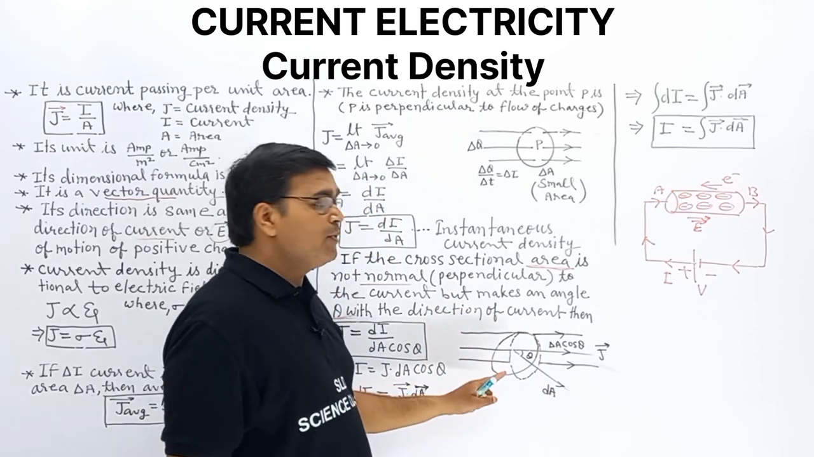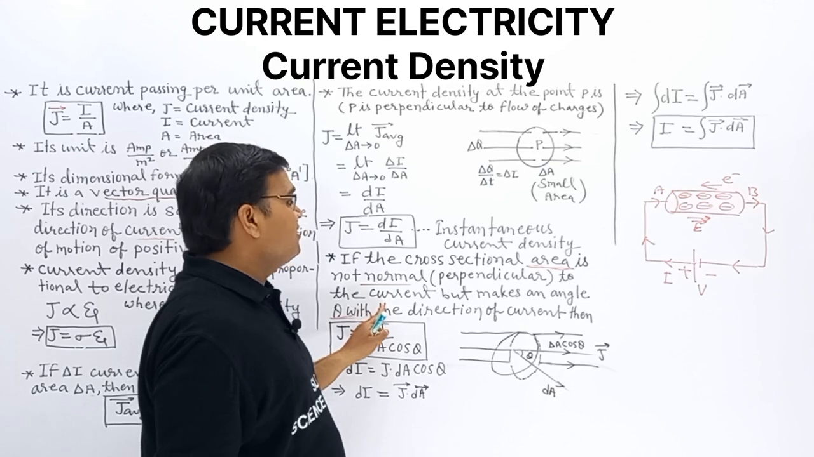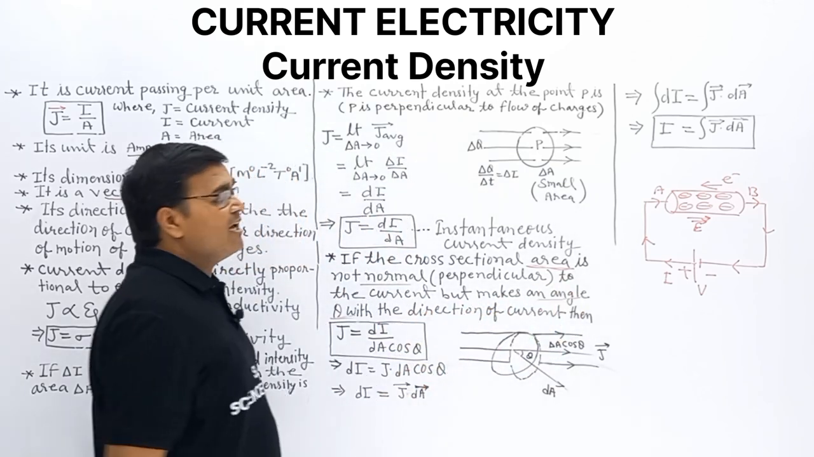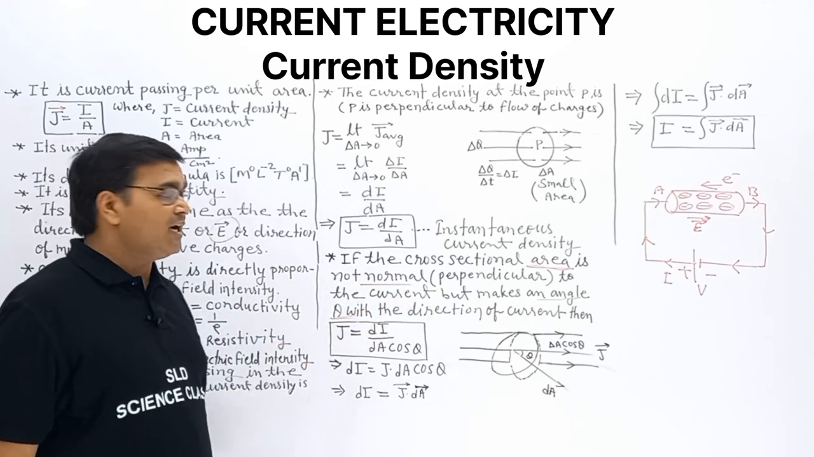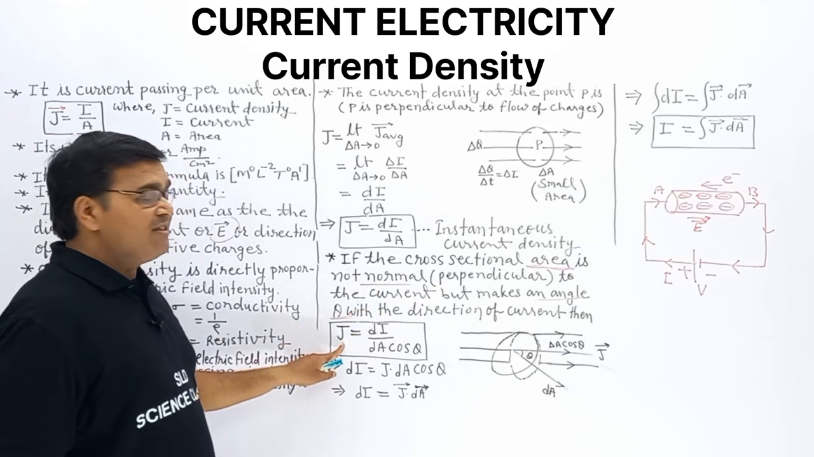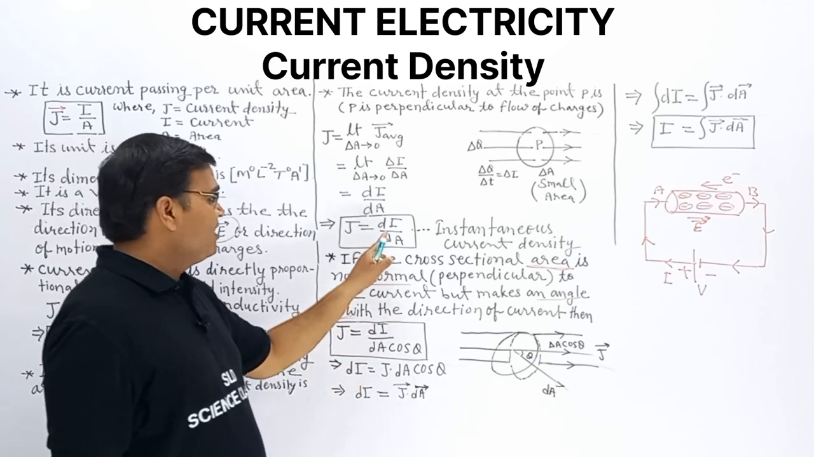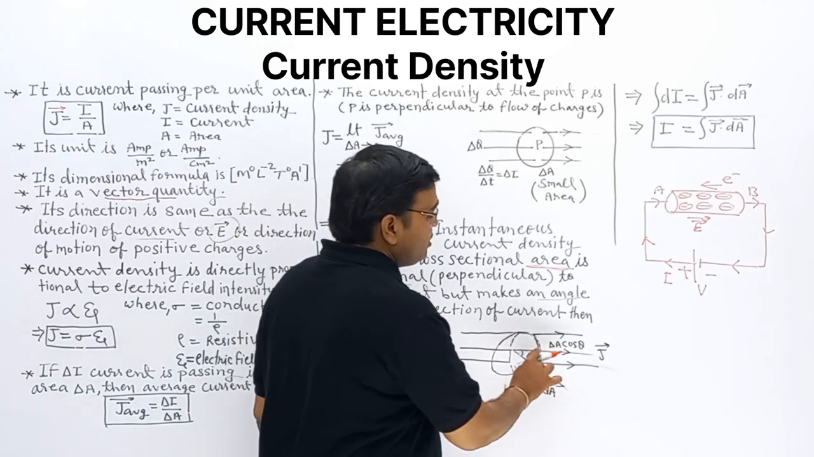So the area is not normal to the current, but makes an angle theta with the direction of current. Then current density will be current passing per unit area. Current is di, and area dA. Now dA is going to be changed, what?